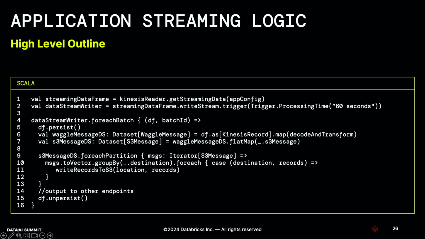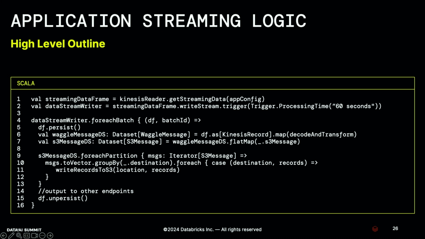On line 4, we invoke the foreachBatch method on the data stream writer object. foreachBatch is a higher order function that takes in other functions as arguments. In this case, it takes an anonymous function that is defined inline. The curly braces are just Scala syntactic sugar we can use for block expressions.